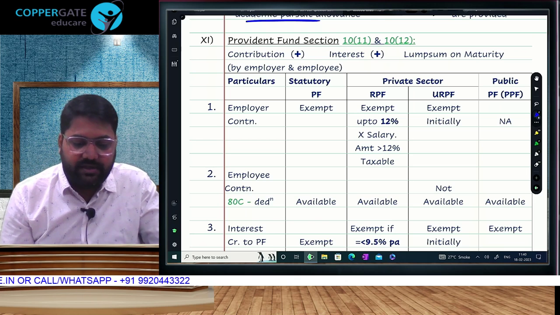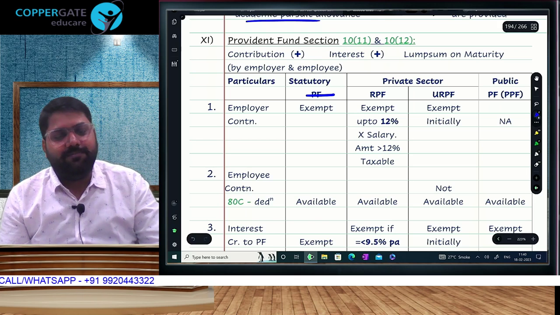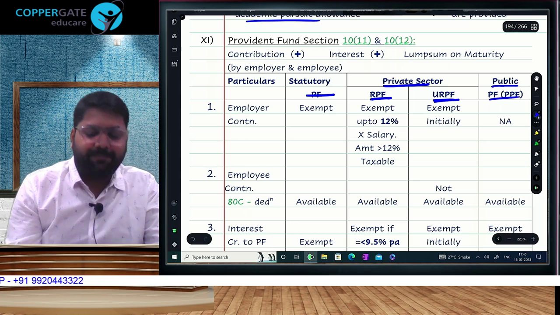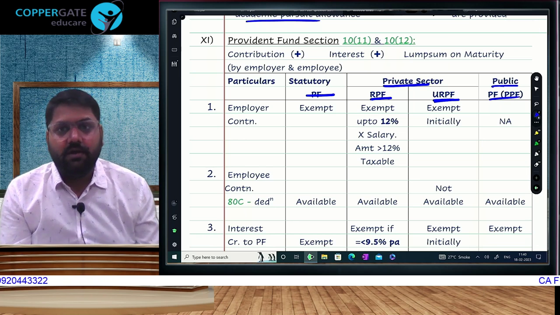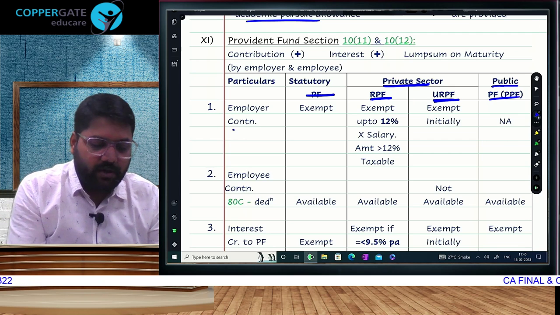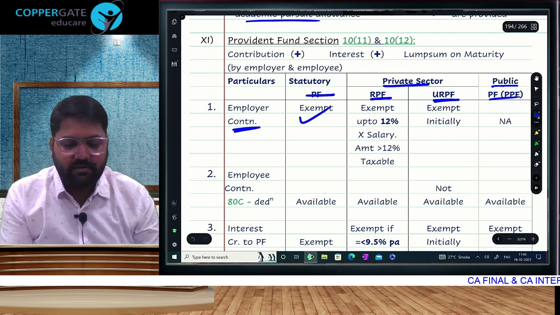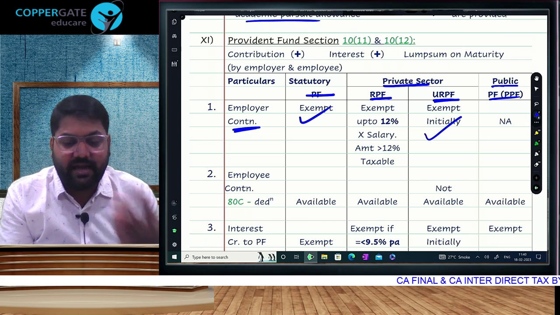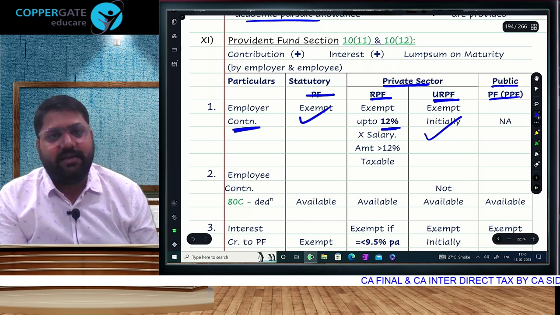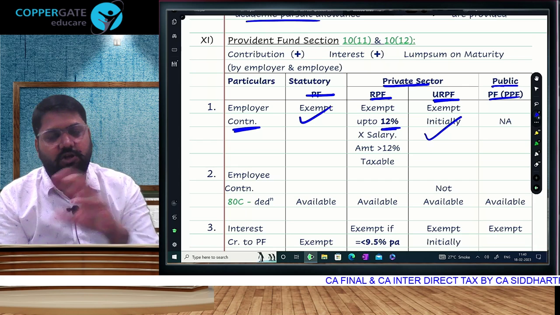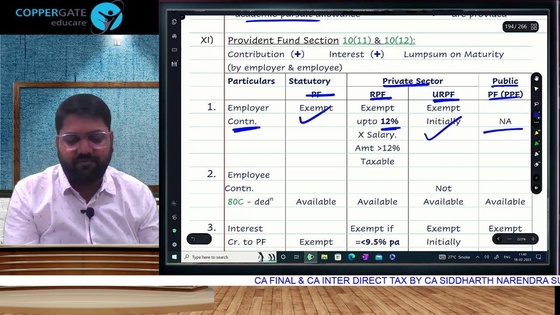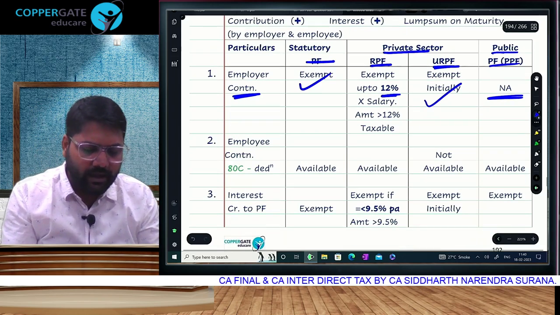Statutory provident fund is for government employees, they enjoy life. In the private sector we have recognized and unrecognized, and for non-employees, those who are professionals like me, there is public provident fund. Employer contribution, government may exempt. In URPF right now it is exempt, but at maturity we will tax it, and in RPF, 12% of salary, basic, DA in terms and percentage commission, actual or 12% of salary, whichever is lower, will be exempt. Excess over 12% will be taxable, and for PPF, of course, there is no employer.